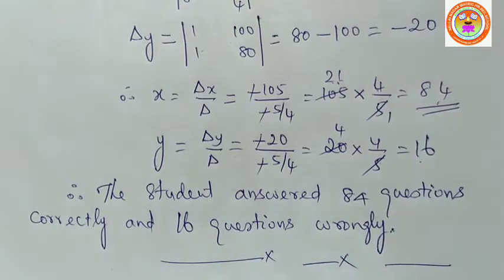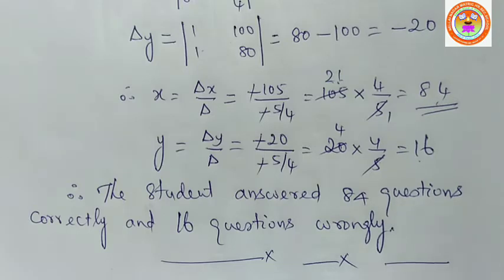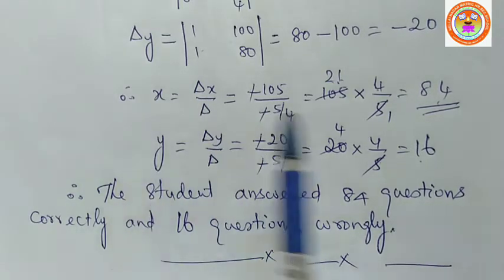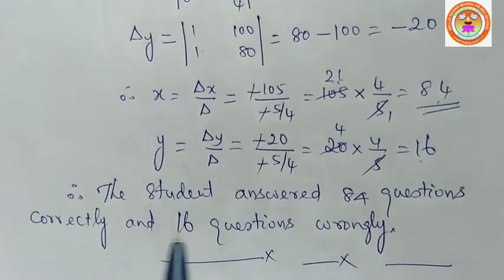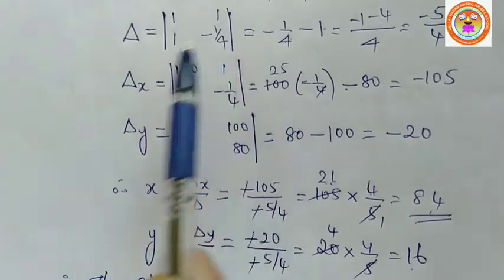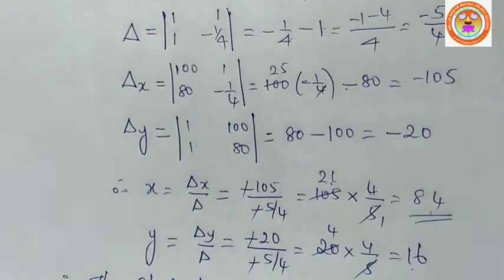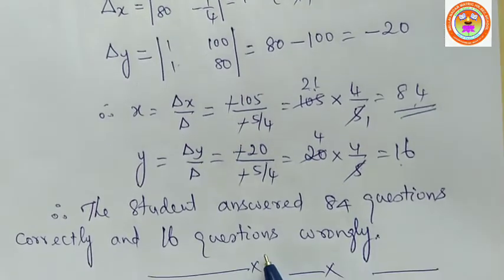But in the question, they are asking only the number of questions the student answered correctly. So the first part is enough. Okay. So here we did both the parts. But for the second question, the answer for delta x and this part is enough. Is it okay?